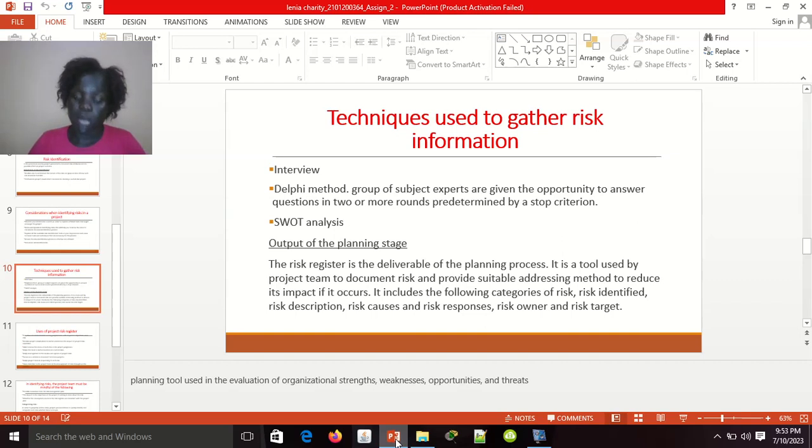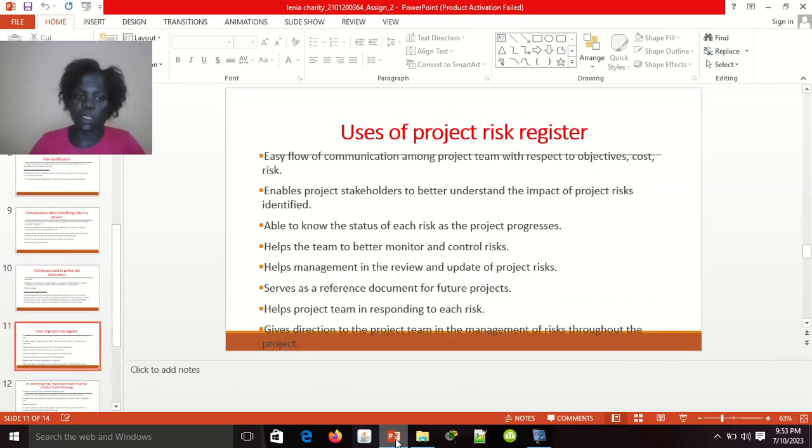Then the output in this planning phase for identifying the risks is what we call the risk register. It involves the details about a risk, everything as I mentioned before: the category, description, the cause of the risk, what it's targeting, every detail about it. Then the uses of the risk register: we use it for easy flow of communication within the project team with respect to objectives. Since they'll be concentrating on doing other things, as long as there's a register, they know what's supposed to happen, all possible things, and they keep on involving the stakeholders. So it eases the flow of communication among the project team.